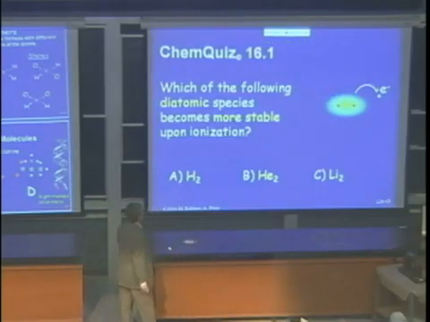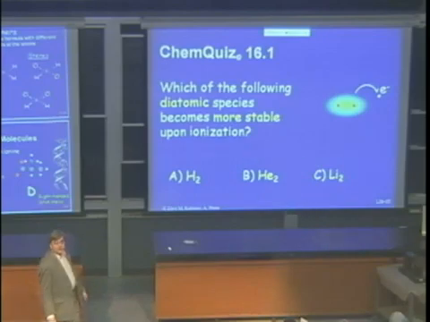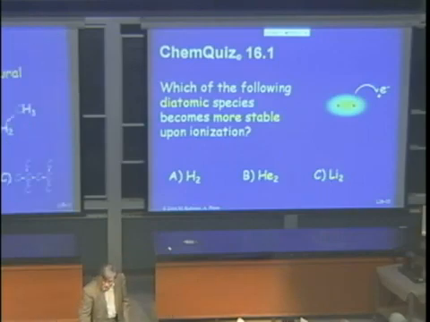So let me ask you a question. We have a diatomic species, either hydrogen or helium or lithium. I just told you that helium doesn't exist, because the bond order is 0. Which one becomes more stable upon ionization? So we form an H2 plus, an He2 plus, and an Li2 plus. Let me give you that other overview here.